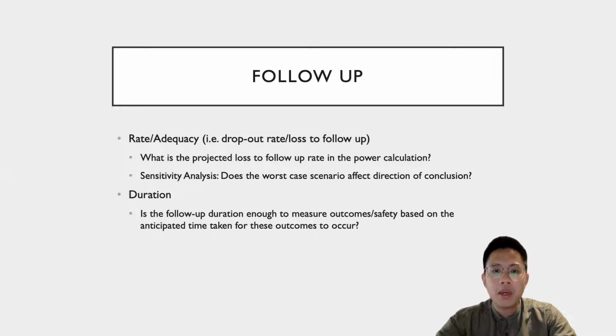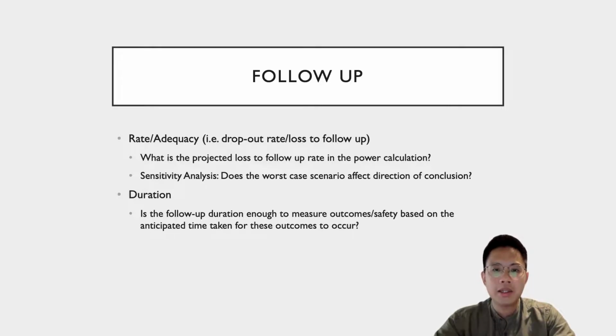Next, talking about follow-up. So I think there are two key components about follow-up. First, we talk about the adequacy of follow-up, which usually ties into the dropout rate or the loss to follow-up rate. So why is this important? It is important because if, let's say, a study was powered to measure a certain outcome based on a certain sample size, and we have lost participants, this could affect the statistical analysis based on the power calculation.